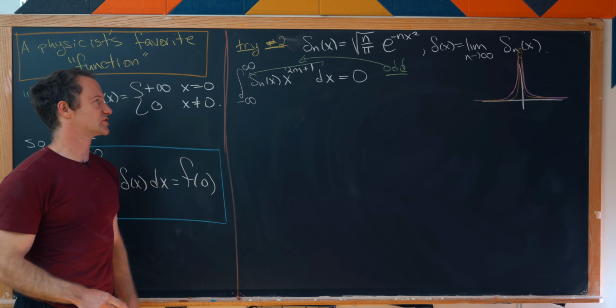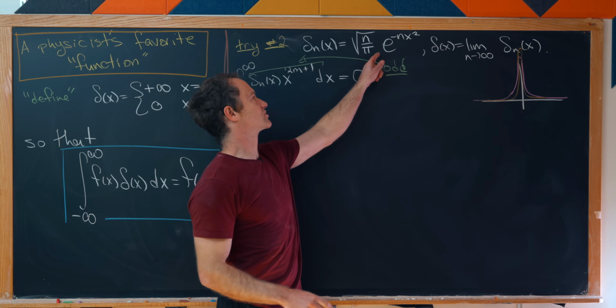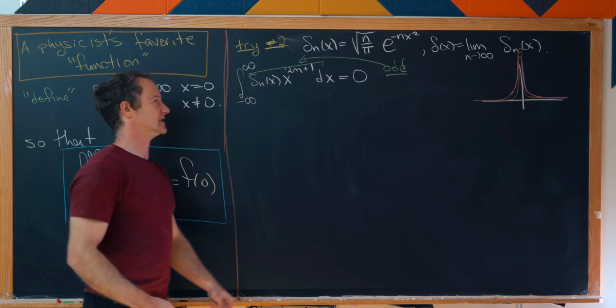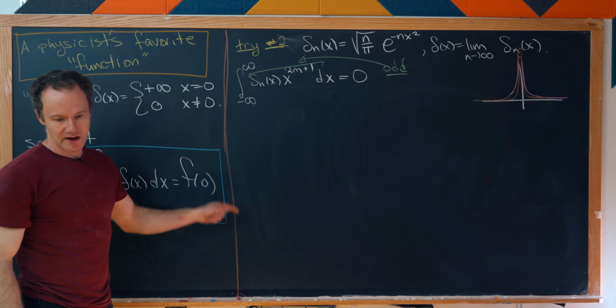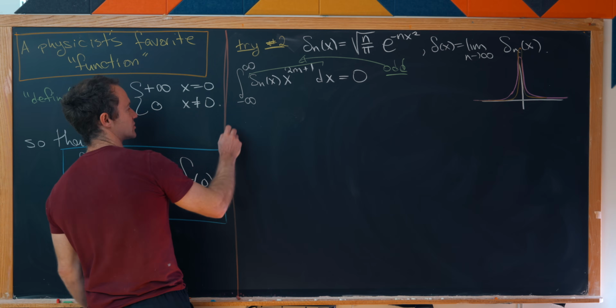Okay, so that's an odd function, so we get 0. I guess we can really see this is an odd function because this delta n x is an even function. Okay, but what about the even powers of x in here? So let's make that calculation.